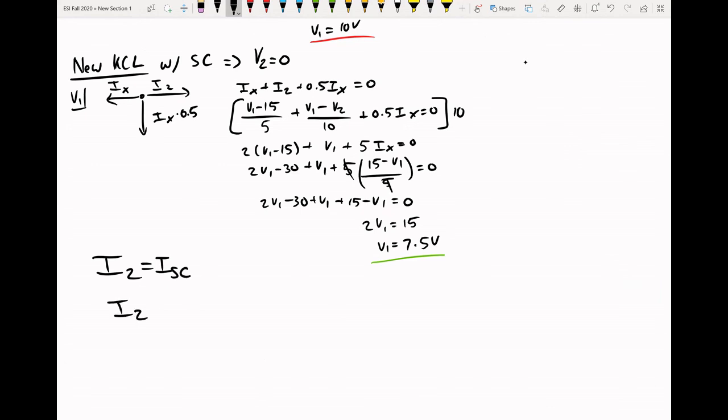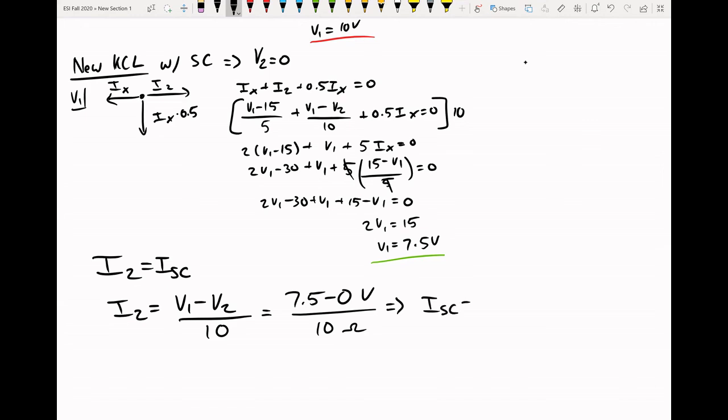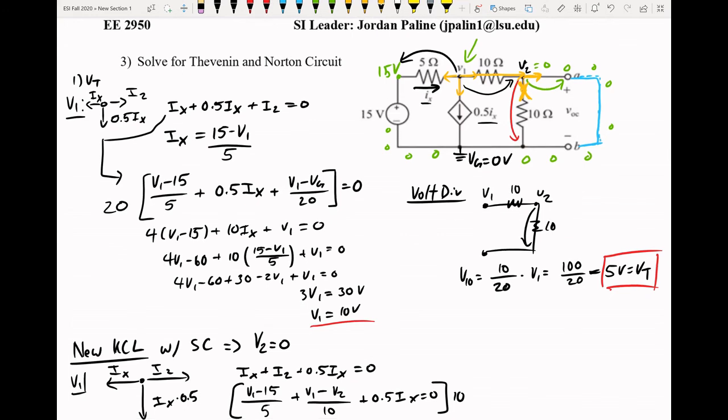So I of 2 is equal to V of 1 minus V of 2 over 10. So it will be 7.5 minus 0 volts over 10 ohms. And therefore, that'll give us I short circuit, which is equal to I Norton, equal to 0.75 amps. Bam, bam, bam, bam. All right, so these problems are a little bit different, but they're not the most complicated thing. Just a little bit of practice, and you should get these down just fine.